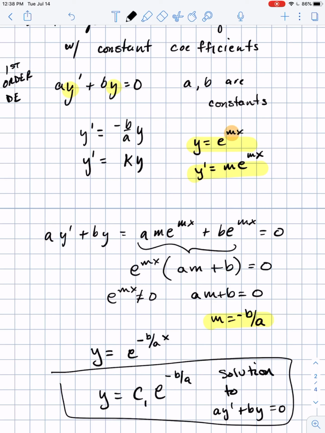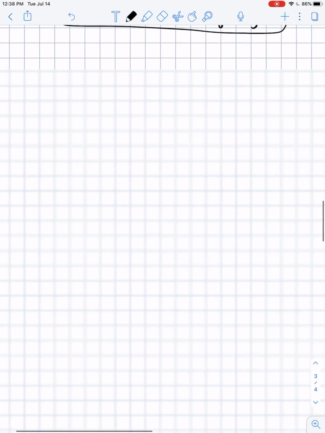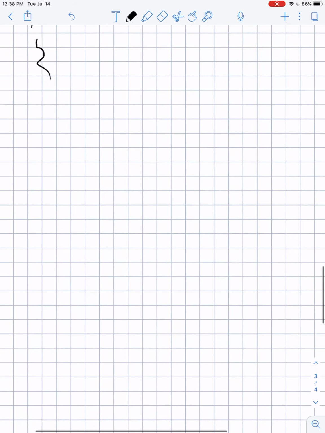Okay, now with that, let me just show you a quick example of how you have to do this process every time, and what if you see values for a and b.